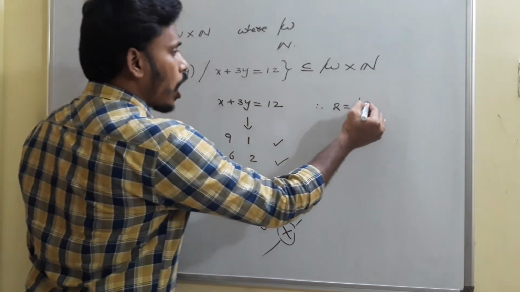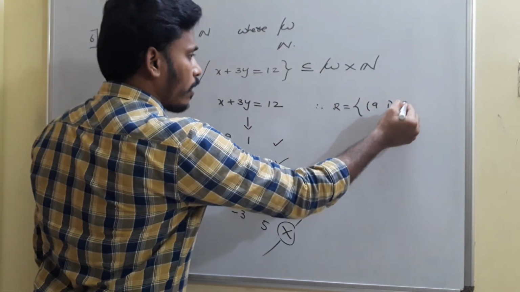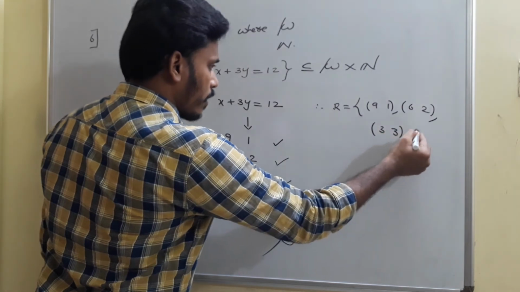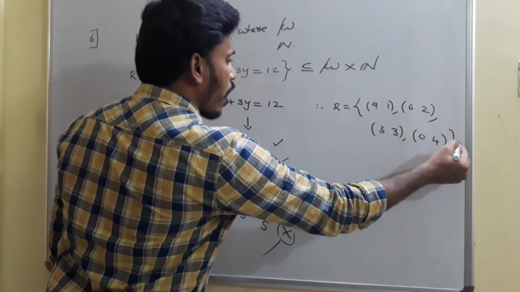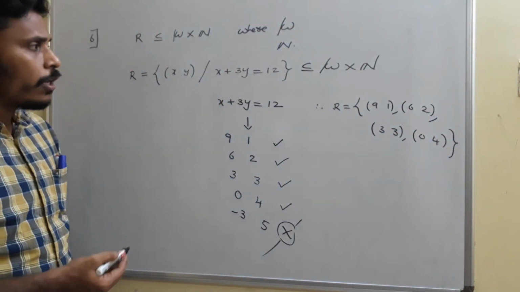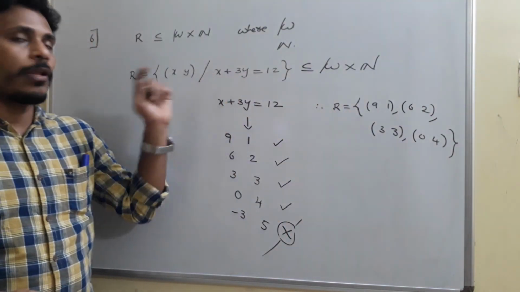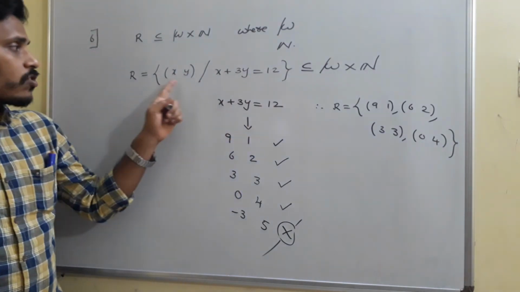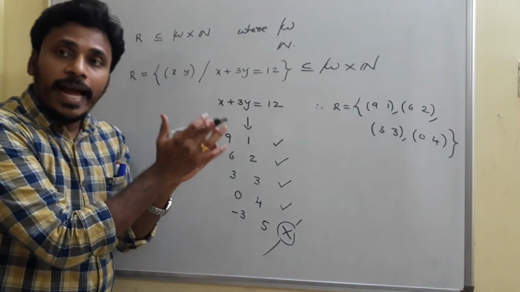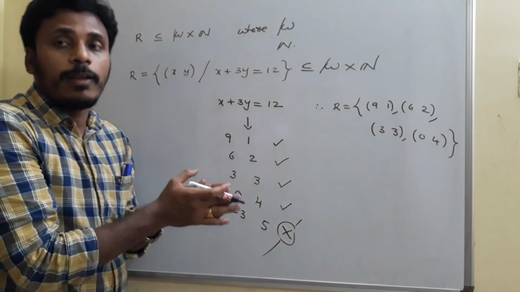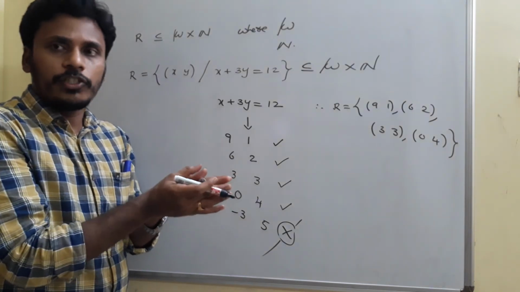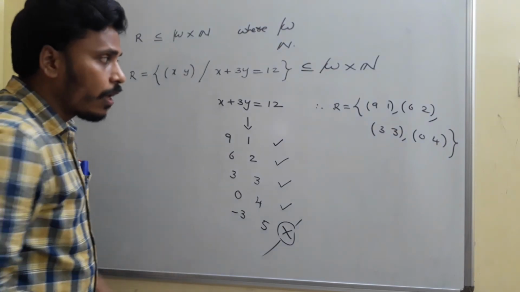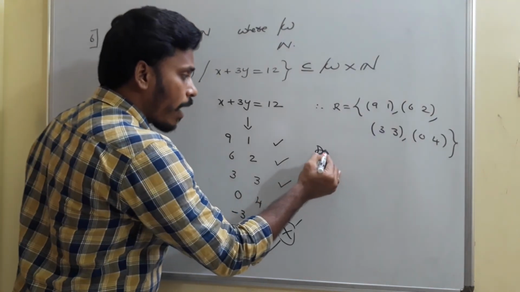ordered pair 9 comma 1, ordered pair 6 comma 2, ordered pair 3 comma 3, ordered pair 0 comma 4. Just think about it. If you replace x with 9 and y with 1, clearly it satisfies and that x comma y is in the relation. Now at the end, this is the relation. There are 4 elements in the relation and we have different ways of representing that relation in arrow diagram form, list form and everything. Now our task is to find the domain of the relation.